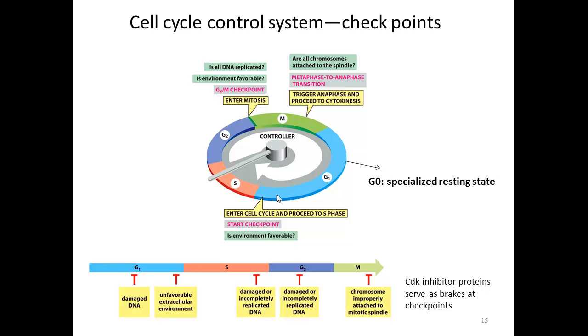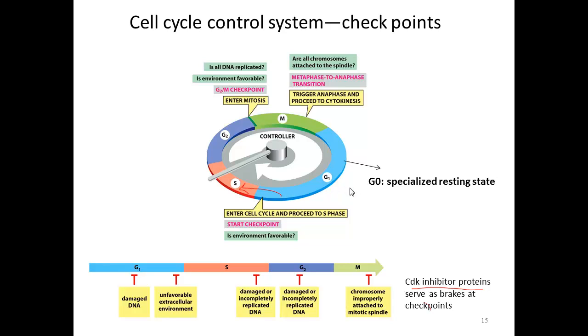Now that you know that CDK proteins are the ones that promote the transitions between the different phases, we learned that there are specific CDK inhibitor proteins which will, if the cell does not satisfy the checkpoints, bind to the CDK, so that you're not going to get transition to the next phase.